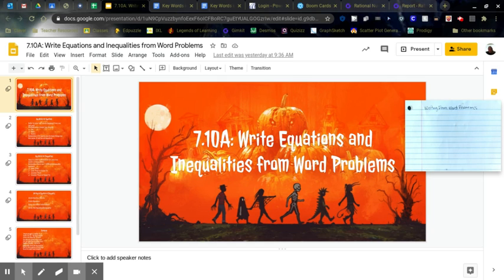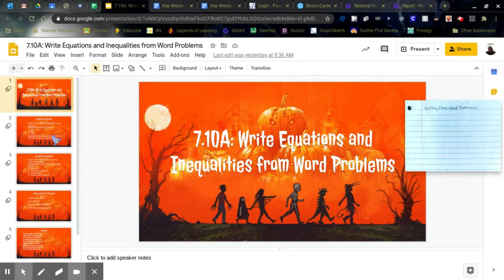Okay, guys, so today we're going to write equations and inequalities from word problems. These are very similar to what we did when we wrote our expressions from our word problems in the last unit. It's just this time there's going to be an X somewhere in your equation, and it's adding on an equal sign or an inequality symbol.